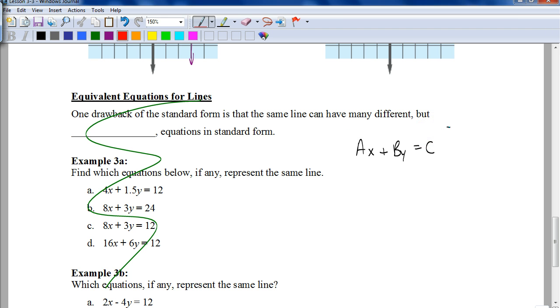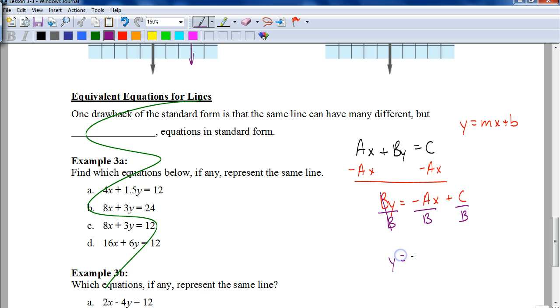So what we're going to do is, well, slope-intercept form is y equals mx plus b. So to get it in that form, I want to get the y by itself. So I'm going to start out by subtracting ax from both sides. So I'm left with by equals, I'm going to write this as negative ax. That's a positive c, so plus c. Now I want to get the y by itself, so I'm going to divide everything by b. Now the key here is I'm going to divide everything by b. So I could write this as y equals negative a divided by b times x plus c divided by b.